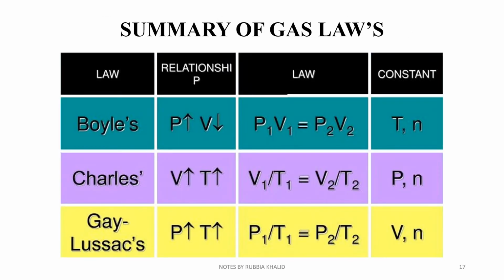So here we have a summary of the gas laws. We looked at Boyle's law, Charles' law, and Gay-Lussac's law. When looking at Boyle's law, we saw that as pressure increases, volume decreases, and we knew that temperature and number of particles are kept constant. In Charles' law, we saw that as the volume increases, temperature also increases when the pressure is constant. In Gay-Lussac's law, as pressure increases, temperature also increases when volume is kept constant.